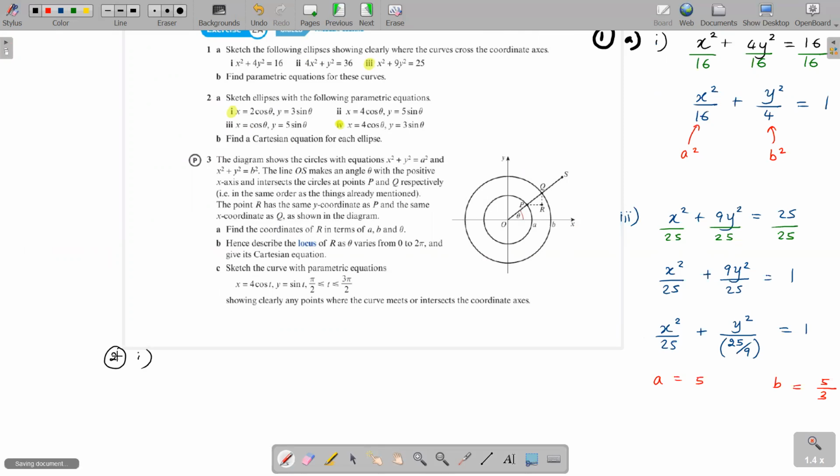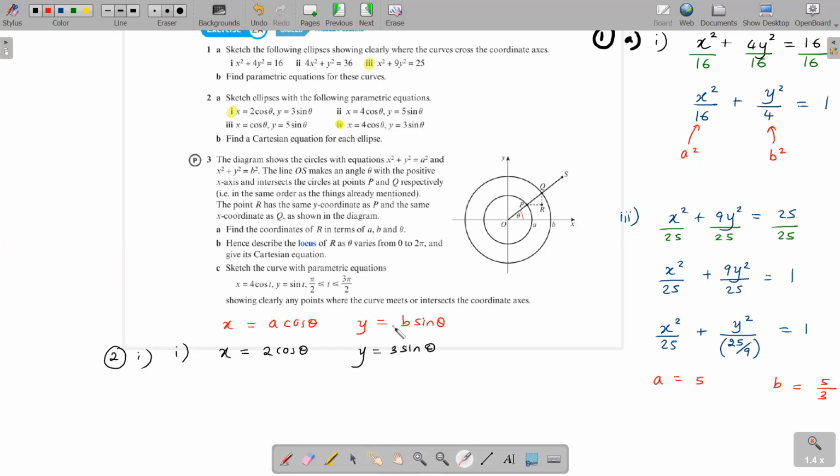Then in the next one, question number 2, Roman number 1, sketch the ellipses with the following parametric equations. Roman number 1, x equals 2 cos theta and y equals 3 sin theta. Now, how do we do this one? You all know that now I gave you the parametric equations, right? What were the parametric equations of an ellipse? x equals a cos theta and y equals b sin theta.